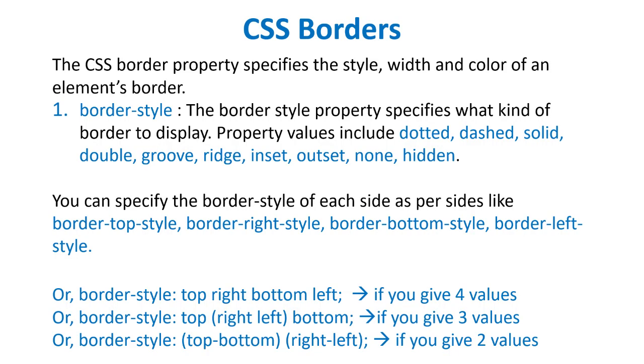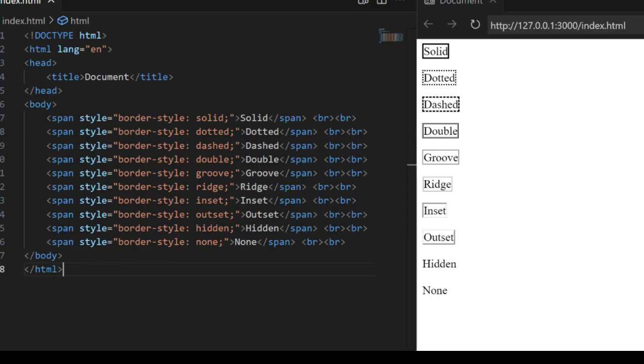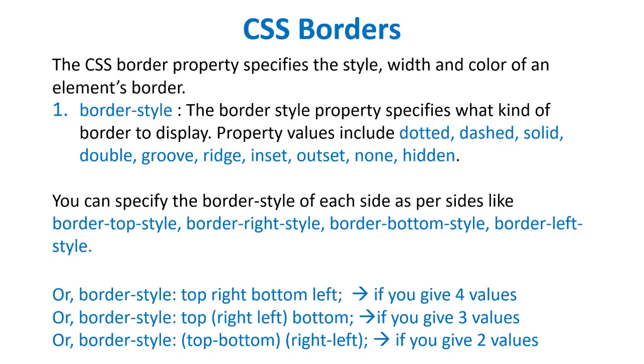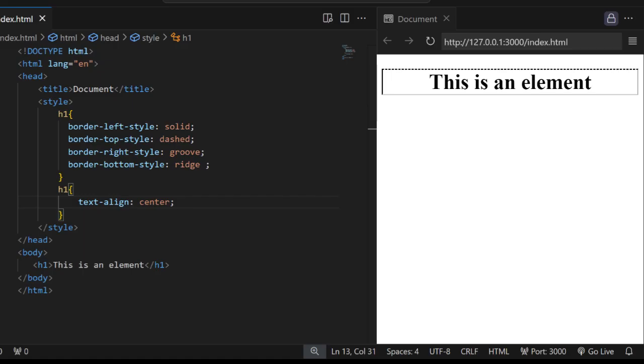The CSS border property specifies the style, width and color of an element's border. Border style. The border style property specifies what kind of border to display. Property values include dotted, dashed, solid, double, groove, ridge, inset, outset, none, hidden. You can specify the border style of each side as per sides like border-top-style, border-right-style, border-bottom-style, border-left-style.